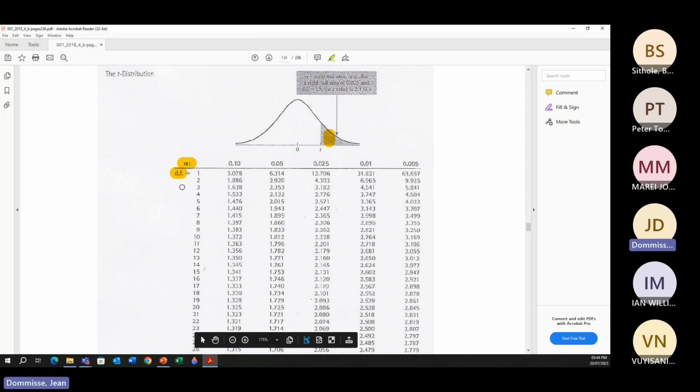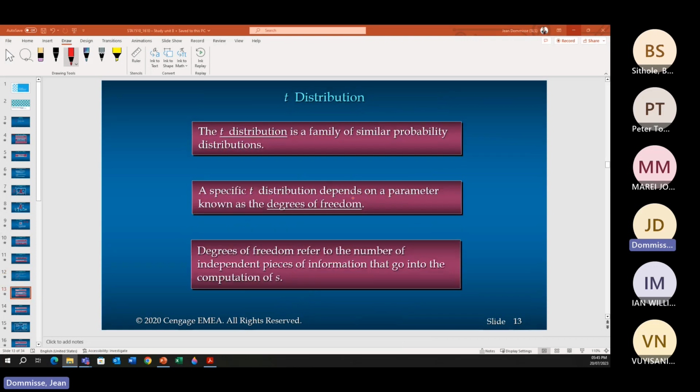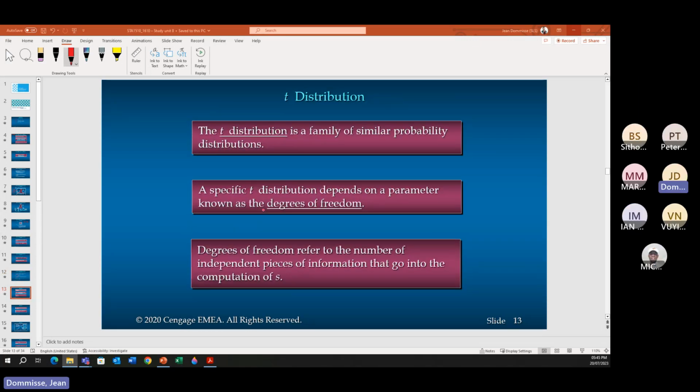So normally how you work out the degrees of freedom is just to say n minus 1. So they need to tell you how big the sample is. So if I tell you the sample is 30, your degrees of freedom will be 30 minus 1, which will give you 29. Okay, so they need to give you that.